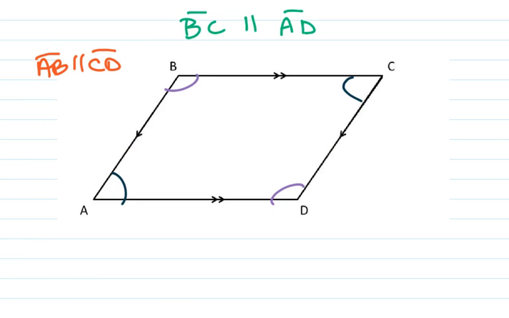Now the next one is talking about consecutive angles. Consecutive means one right after another. So B and A are consecutive angles. B and C are consecutive angles. C and D are consecutive angles. D and A are consecutive angles. There are two angles that are next to each other.